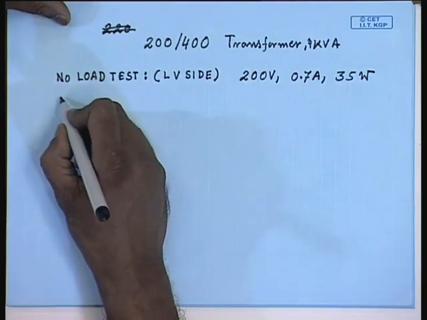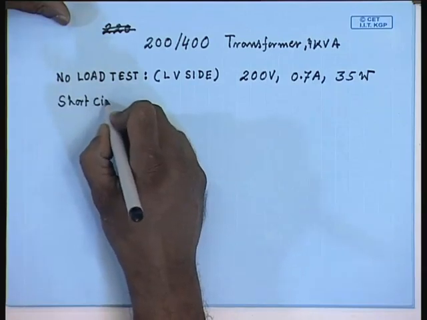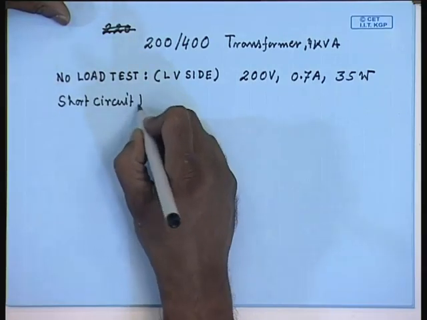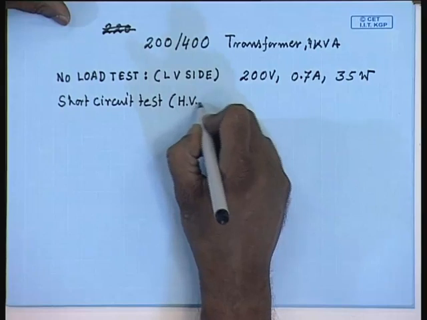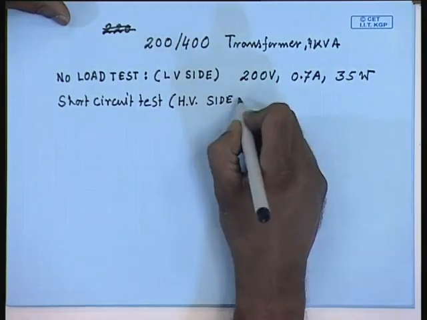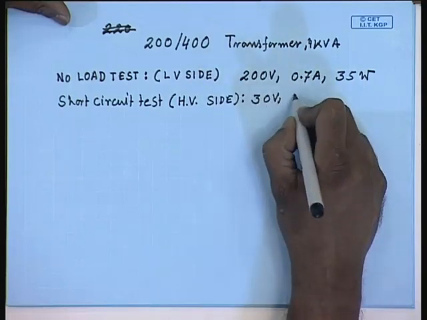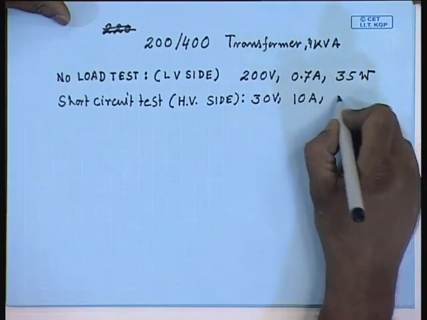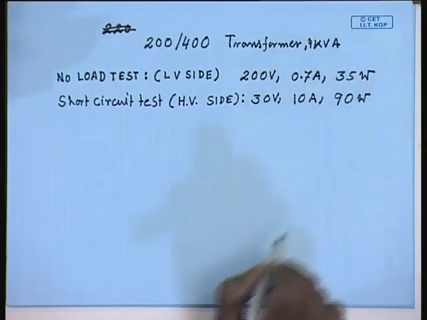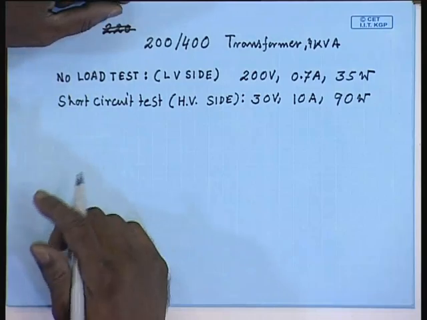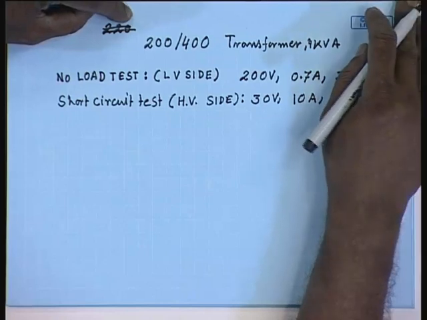The short circuit test data, this is done on the HV side. The applied voltage is 30 volts, the circulating current is 10 ampere and the wattmeter reading is 90 watts. How do I find out the equivalent circuit parameters of this transformer?